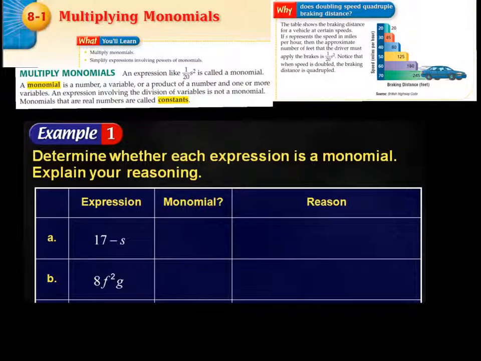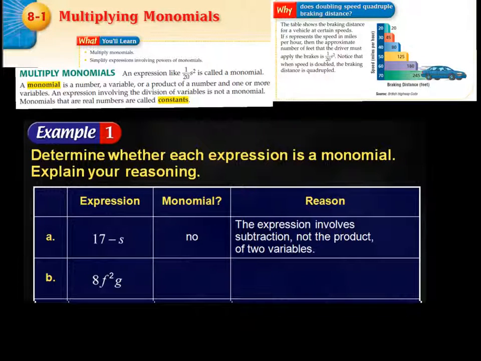Now, example 1 has 5 parts. In your textbook, this would be 5 separate questions, but we're doing it all in one so you can see the pattern. Determine whether each expression is a monomial. Explain your reasoning. Okay, A, is it a monomial? I have 17 minus s. That would be a no because it involves subtraction, not a product of two variables. So that would actually be called a binomial. I'm getting ahead of us, but it's coming soon.